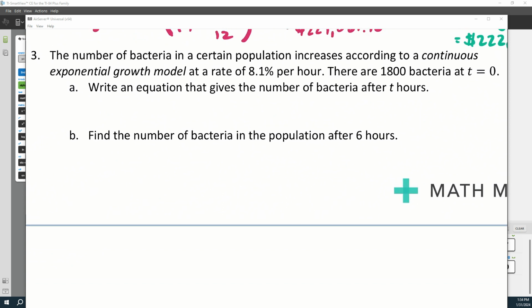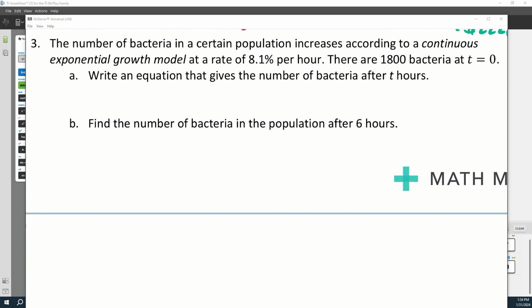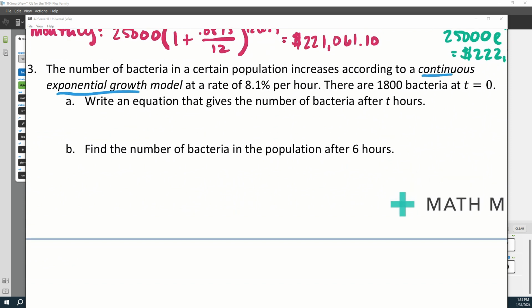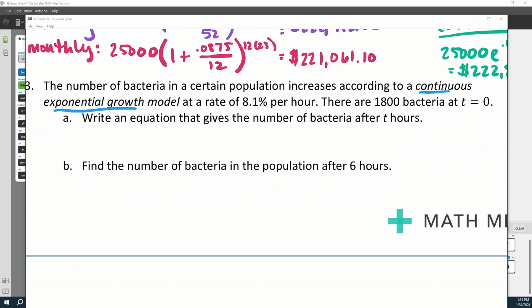Okay, so the last question is about bacteria. So things in nature, like bacteria, grow exponentially with E as the base. And that's why E is called the natural log. So bacteria is one of those things that grows. We're going to use the continuous exponential growth model for it. And the rate is going to be 8.1%. So we're going to make sure we use that as a decimal.